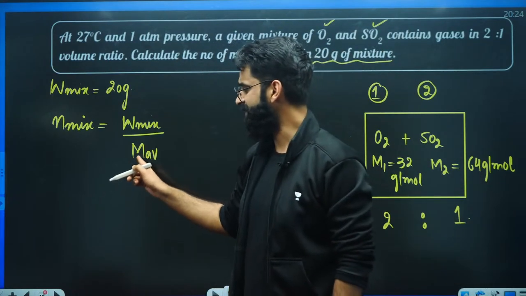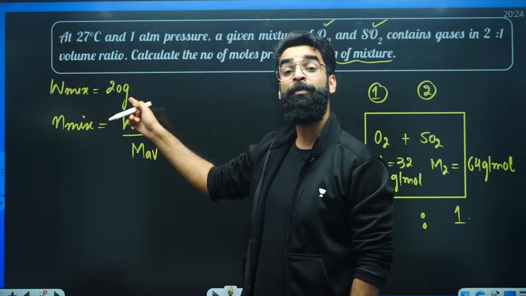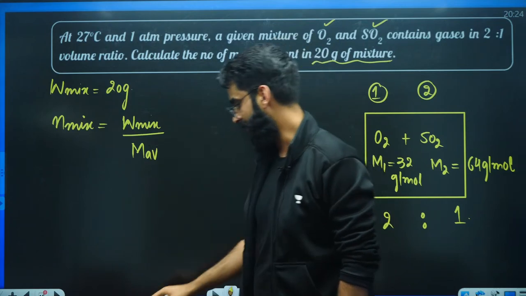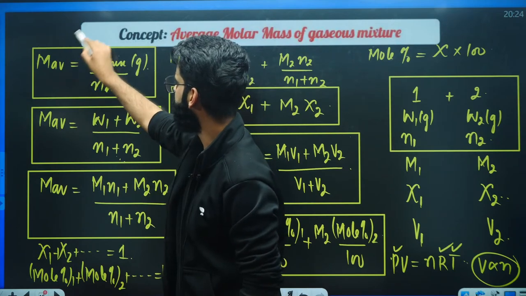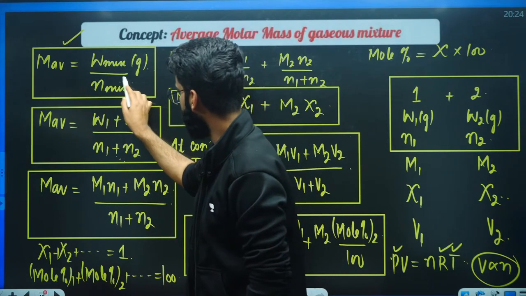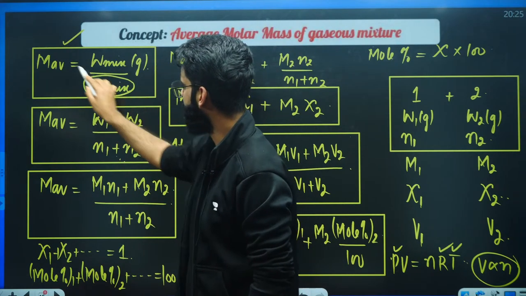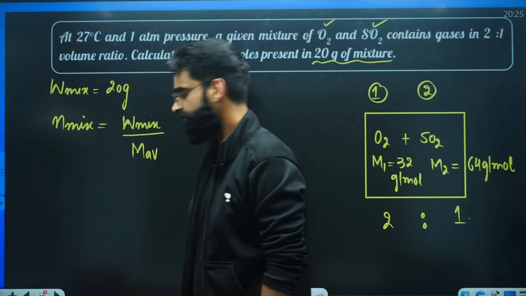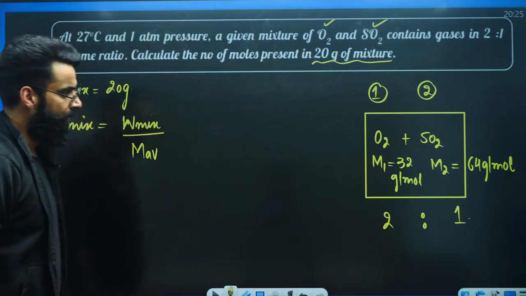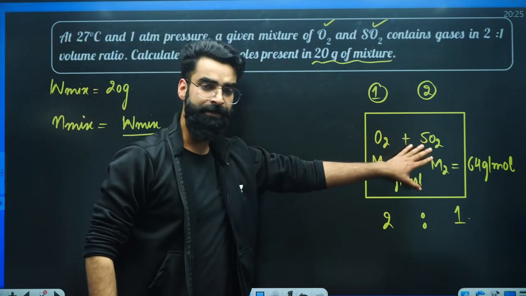I'm using the first result: M_av is equal to W mixture divided by moles of mixture. This particular result I'm using. In the question, we have to calculate this term, so I kept this term here and the other one in the denominator. That's it. Correct?